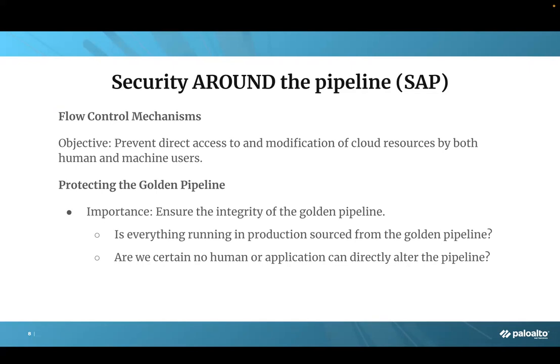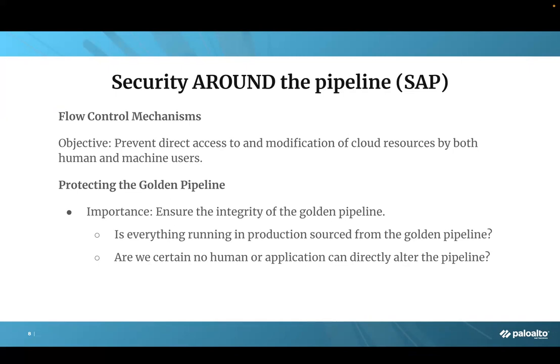So let's take an example here, right? With the correct guardrails in place, a single user cannot directly connect to Kubernetes to ship malicious code, right? Or to ship a malicious container, right? They also won't be able to directly modify any cloud resources, which would introduce cloud infrastructure drift, right? So we need to have proper guardrails. This is the goal around the pipeline, right? This can be achieved only by setting up the right flow control mechanisms, right?